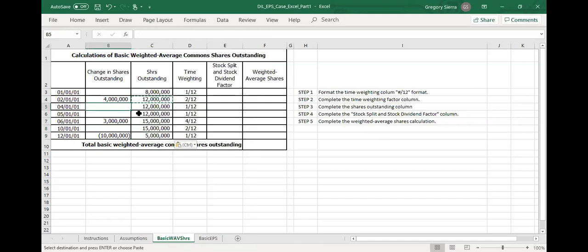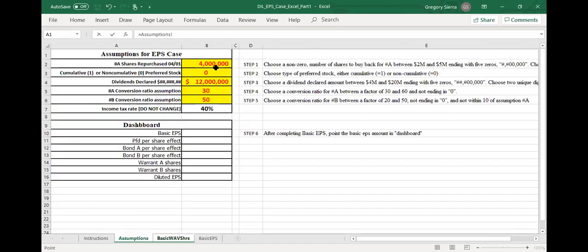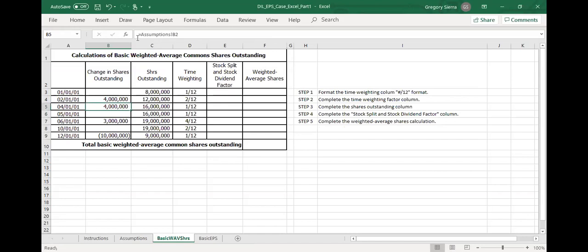All right, so now this 4-1, I just remember that it's this assumption here. And it's a repurchase. So actually what I have to do is minus, because they're buying those back. Okay. And let's see, so what is 5-1?